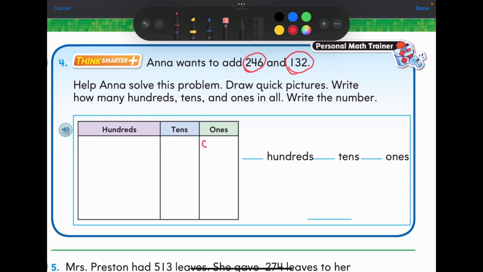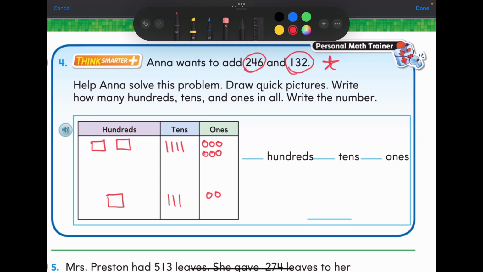So that's 6 ones. 1, 2, 3, 4, 5, 6 ones. 4 tens. And 2 hundreds for 246. Then I'm going to do 132 below that. So that's 2 ones, 3 tens, and 1 hundred. I'm pulling those numbers from the top up here.